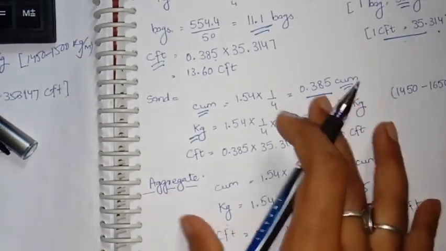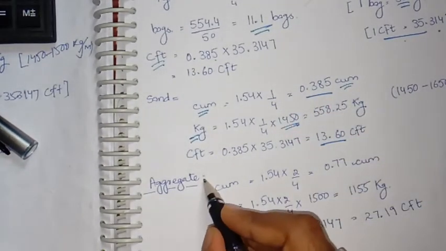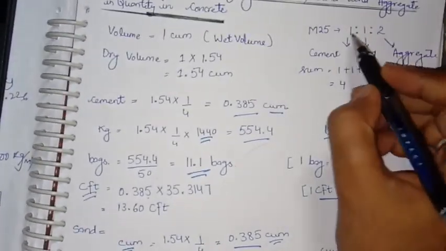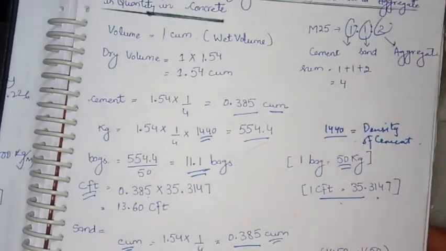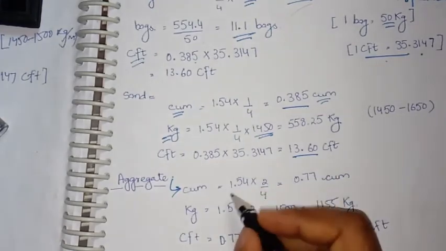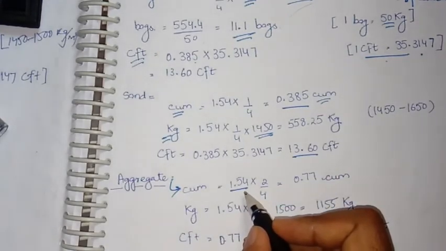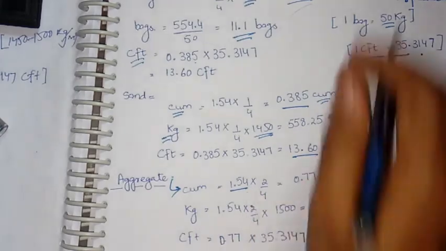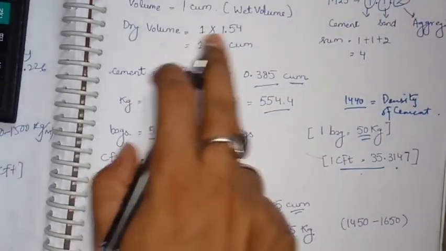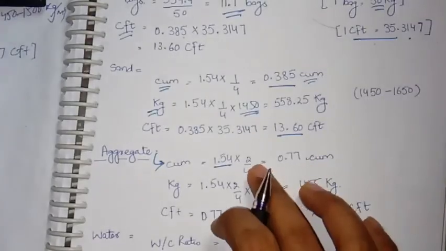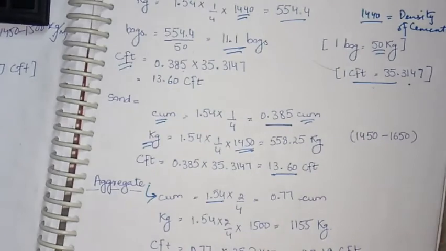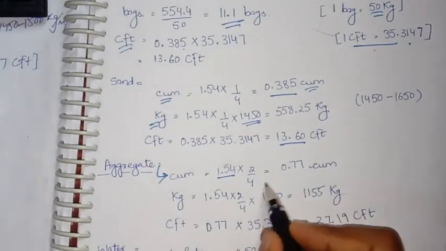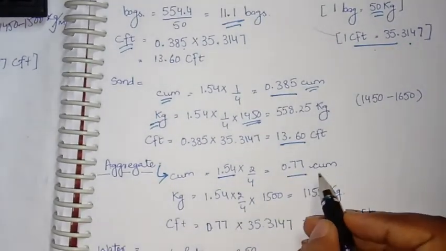And if I talk about aggregate, we know that cement is 1 and sand is 1 and 2 is aggregate, so I have to take 2. So 1.54 is the dry volume that we have calculated here, multiplied by 2, and I just divided by 4. I got the answer 0.77 cubic meter.